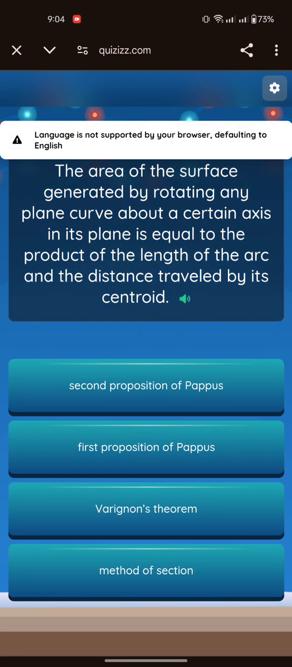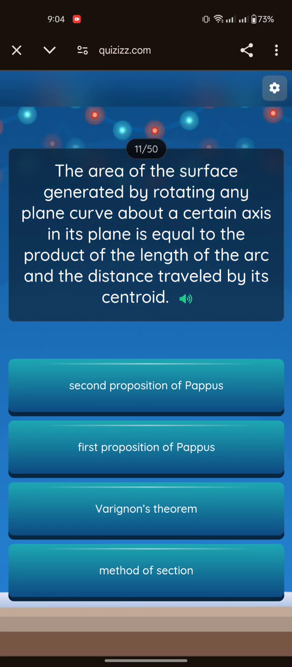Question. The area of the surface generated by rotating any plane curve about a certain axis in its plane is equal to the product of the length of the arc and the distance traveled by its centroid. Option 1 second proposition of Pappus. Option 2 first proposition of Pappus. Option 3 Varignon's theorem. Option 4 method of section.